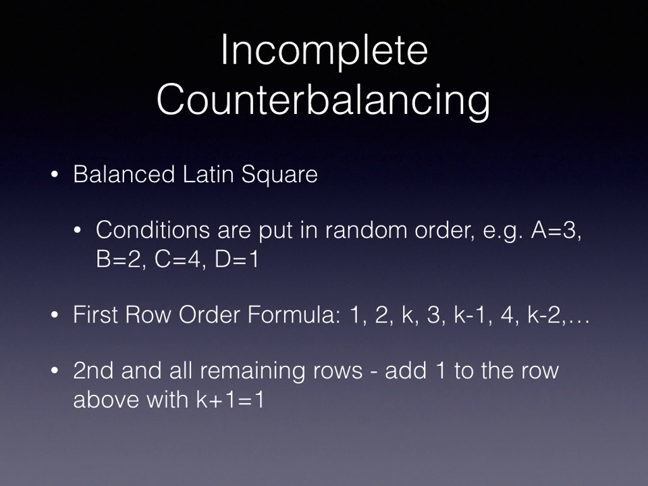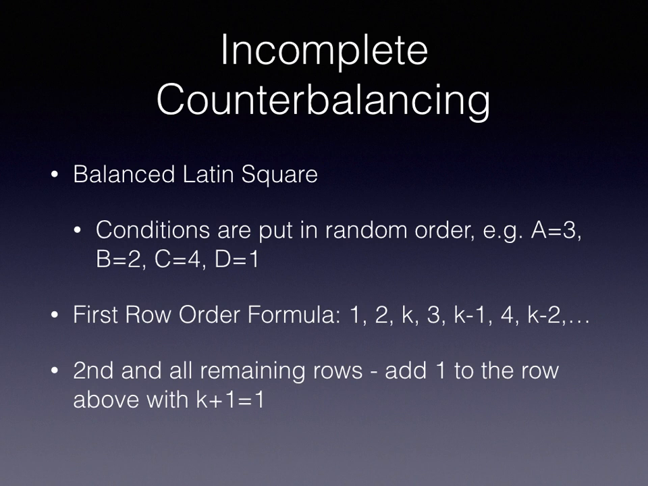For example, if you have 4 conditions, you would first put all the conditions into a random order, right? So D is number 1, B is number 2, A is number 3, and C is number 4. And then, once you have the random order established, you would follow this formula, and you'll have this on your formula sheet. The first row order formula goes 1, 2, and then K, then 3, then K minus 1, then 4, then K minus 2, and so on and so on.